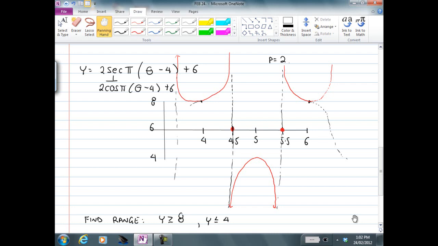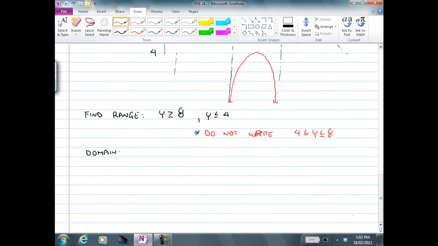So let's write a few things down. Domain: all values except, because that's the purpose of asymptotes. It's a boundary. It says look but don't touch. All values except asymptotes. No, this is how the English would write it, but we're not English. We're mathematicians.